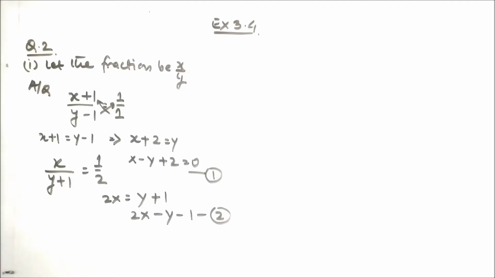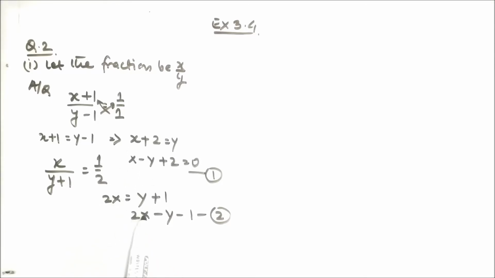Now we need to solve this by elimination method. For elimination method, we need to eliminate either x or y. The variable which you want to eliminate should have the same coefficient. So suppose you want to eliminate x here. x is having a coefficient of 2 and here x is having a coefficient of 1, so it cannot be directly eliminated. But y is having a coefficient of 1 and here also y is having a coefficient of 1. So y can be eliminated directly.